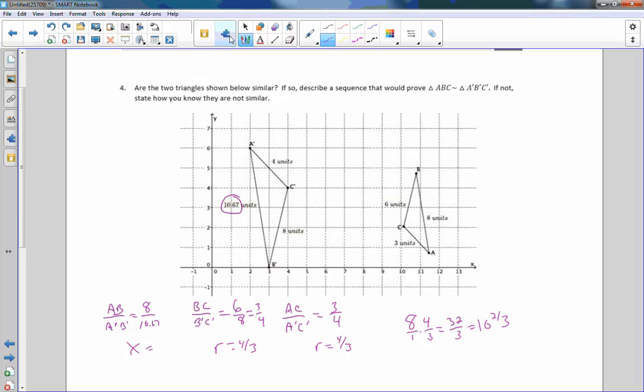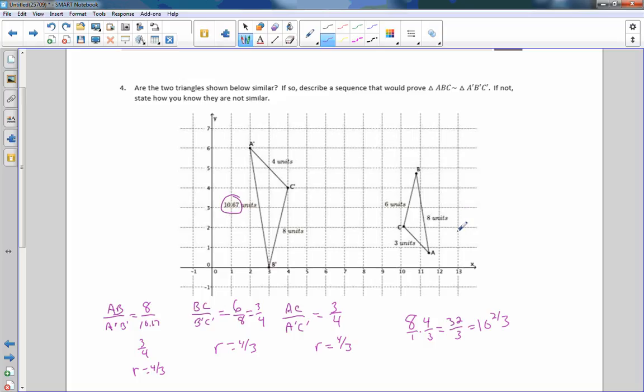That is correct. Okay, so sometimes decimals are hard to work with, but if you remember the formula, if you take the pre-image times the scale factor, you should get the image. And 10 2/3, 10.67 is rounded. So this is also 3/4. So R equals 4/3. And the angle measure should also be preserved. So therefore, yes, these are similar triangles.